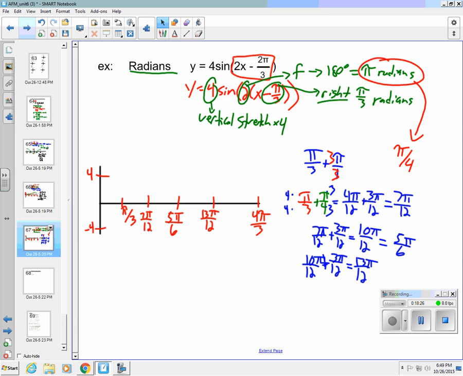Again, you can check it each step along the way. We're moving up by exactly the same amount. Now we've marked off everything. We marked off our max and min on the y-axis. We marked off every quarter point along the way on the x-axis. Now we just count out the pattern for sine. So that starts at 0, max, 0, min, and 0.